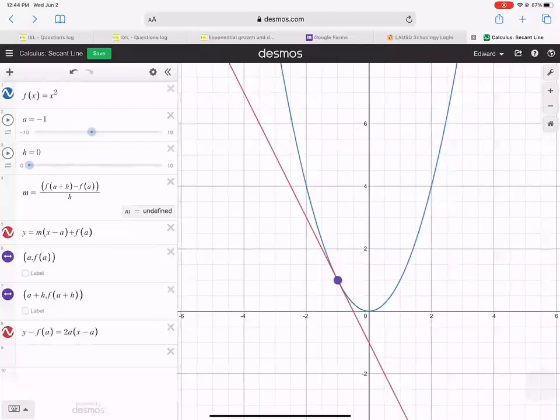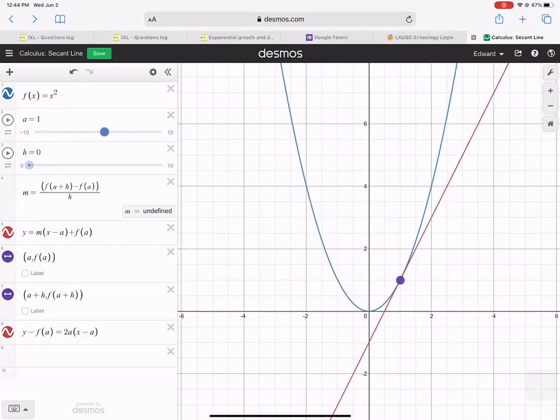Well, how does this look when I'm moving it? If I move it around, you can see it changes. As x gets bigger, the tangent line becomes more slopey. It increases in change.